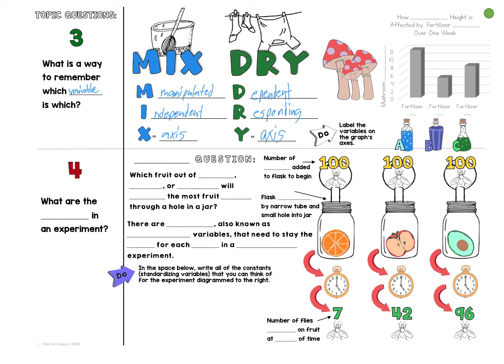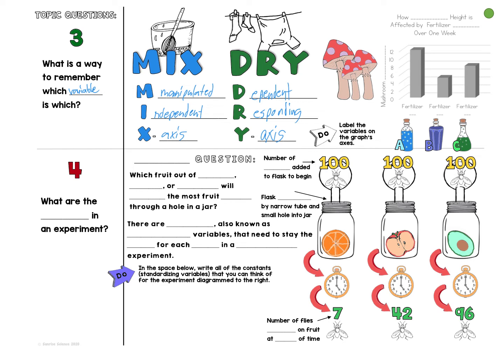So, when we go to plot a graph of how mushroom height is affected by fertilizer over 1 week, our manipulated independent variable, the fertilizer type, goes on the x-axis, and our dependent responding variable goes on the y-axis, in this case, mushroom height. Now, try labeling the variables on this graph's axis.